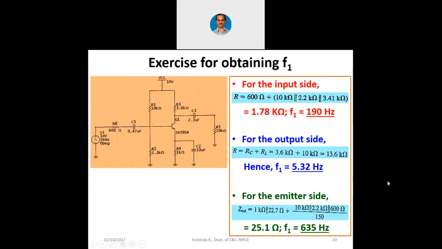Now out of these three, which one is dominant? Which one is having the highest frequency? That is dominant. 190 comes first, 635 comes next, right? 5.32 comes before that. So 5.32 hertz, then 190 hertz, then 635 hertz. Even in this particular example, it is the emitter side that is predominant. You can see even in our earlier exercises for low frequency response, we saw that the emitter side itself was predominant. Here also we are seeing the emitter side itself as predominant.